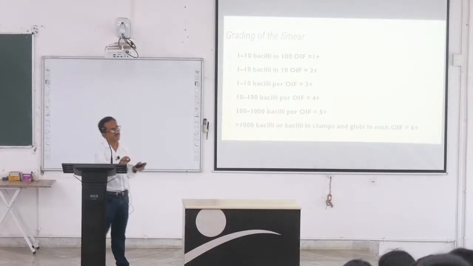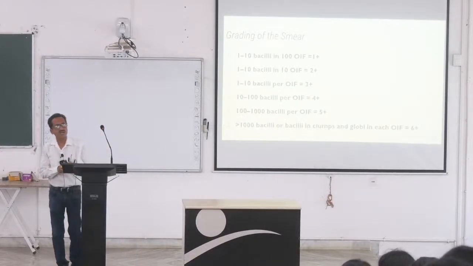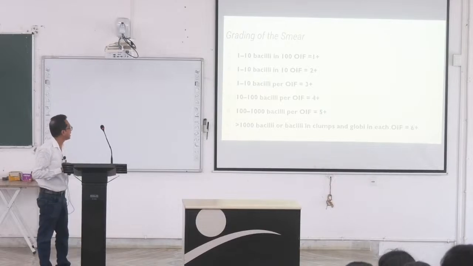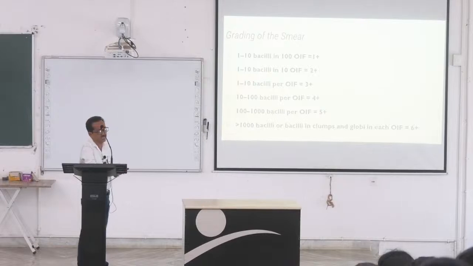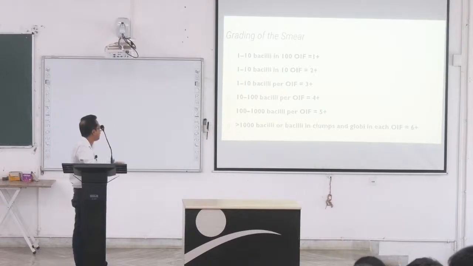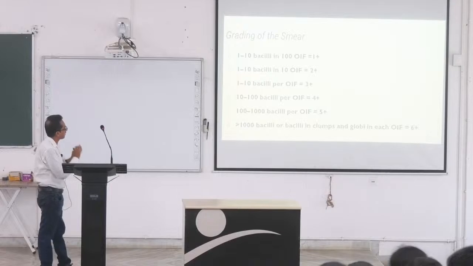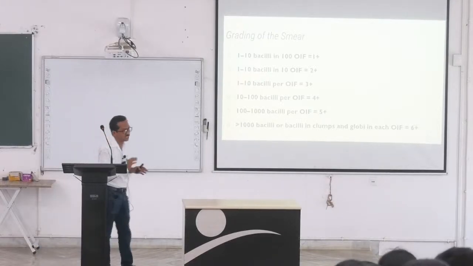Now this is the grading of the slit skin smear. If it is 1 to 10 bacilli in 100 oil immersion fields, it is 1 plus. 1 to 10 bacilli in 10 oil immersion fields is 2 plus. 1 to 10 bacilli per oil immersion field is 3 plus. 10 to 100 bacilli per oil immersion field is 4 plus, and 100 to 1000 bacilli per oil immersion field is 5 plus, and more than 1000 bacilli is called grade 6.